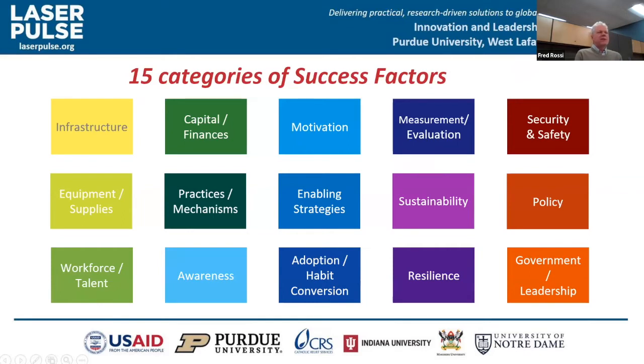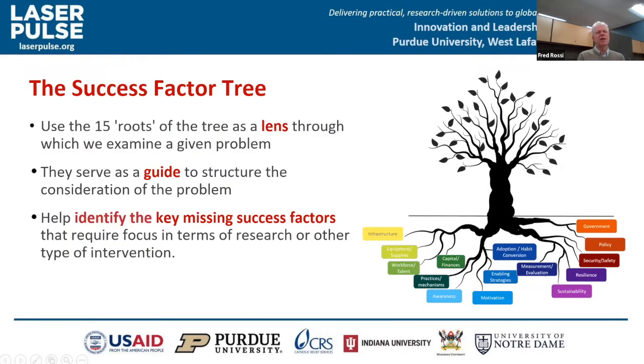So here are the 15 categories of success factors. An examination of success factors and their relevance to the problem will help to identify gaps for further research. Specifically, we're looking at whether these factors have not been addressed or need more attention, and we have a template to help guide us through the process. The purpose of this presentation is to go through that template in some detail. Again, it is crucial to understand that we are looking for success factors that are missing from the system being examined.